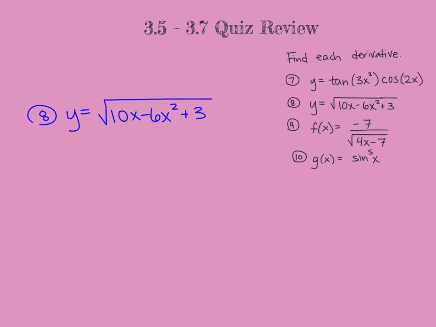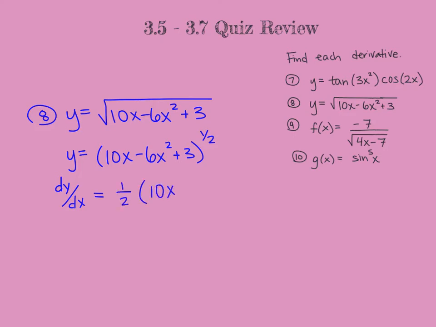In problem number 8, I'm actually going to rewrite this as what's under the radical, our radicand, raised to the 1/2 power, so we can clearly see the power rule a little bit better. To find the derivative of something to the 1/2 power, we use the power rule by bringing the 1/2 out in front, and then raising that something, in this case 10x minus 6x squared plus 3, to 1 less than 1/2, which is negative 1/2.